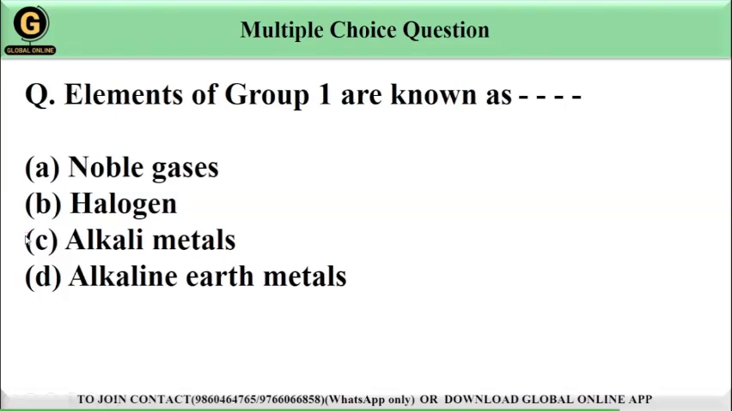So guys, the correct answer will be alkali metals because the elements of group 1 in the periodic table are known as alkali metals. These include elements like lithium, sodium, potassium and others. Alkali metals are highly reactive, especially with water, and they have one electron in their outermost shell, which they easily lose to form positive ions. These metals are known for their soft texture, low melting point, and strong reactivity.